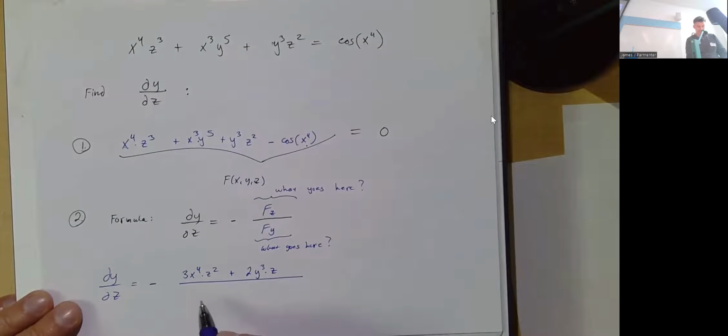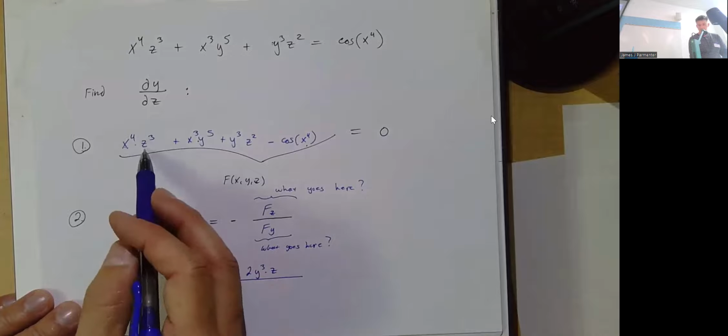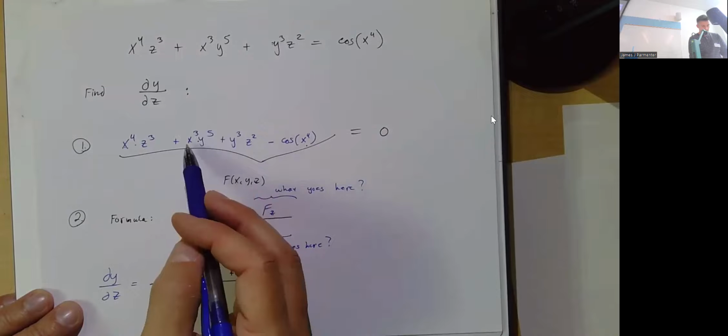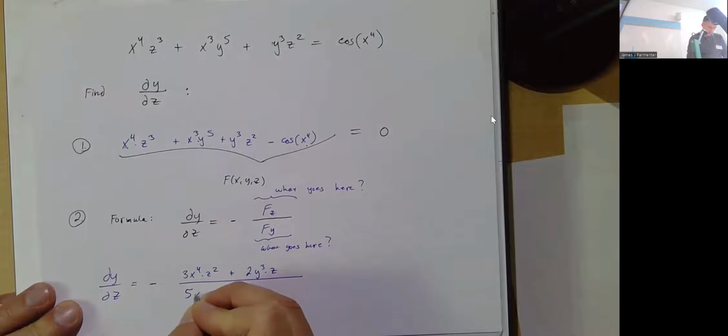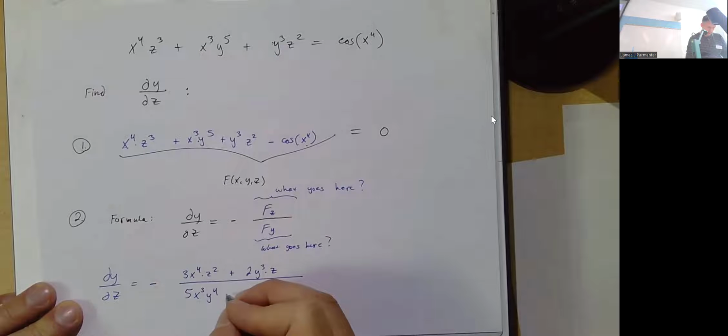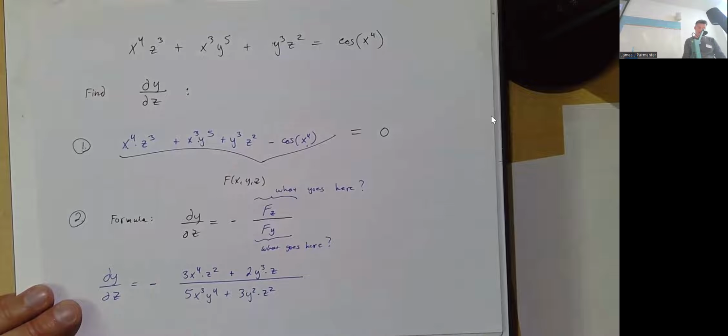And the denominator, same deal. I'm taking the partial with respect to y. So for this first term here, the derivative of x to the fourth times z cubed is going to be 0. The derivative of x cubed times y to the fifth is going to be x cubed times 5y to the fourth, so 5x cubed y to the fourth. And the derivative of y cubed times z squared is going to be 3y squared times z squared. And the derivative of cosine of x to the fourth is going to be 0 again, because there's no y's in it.